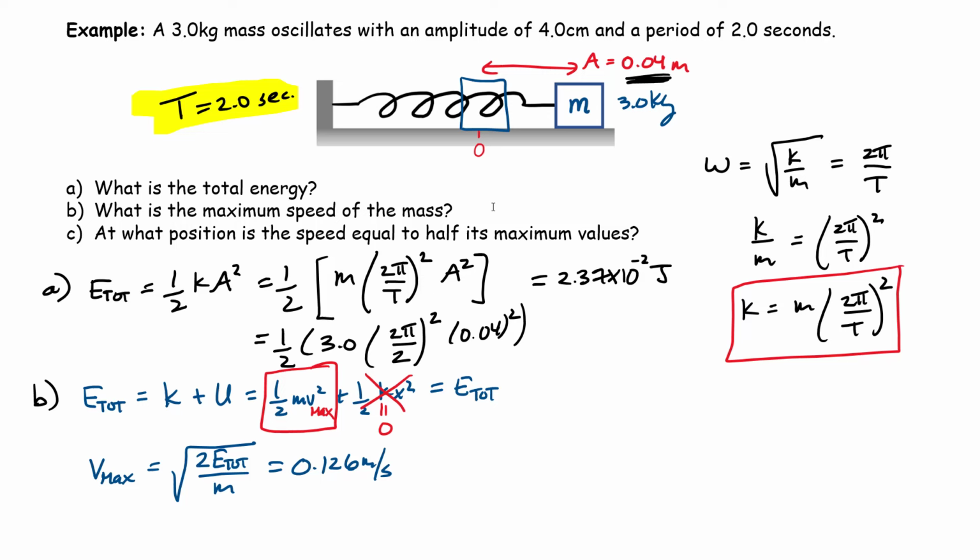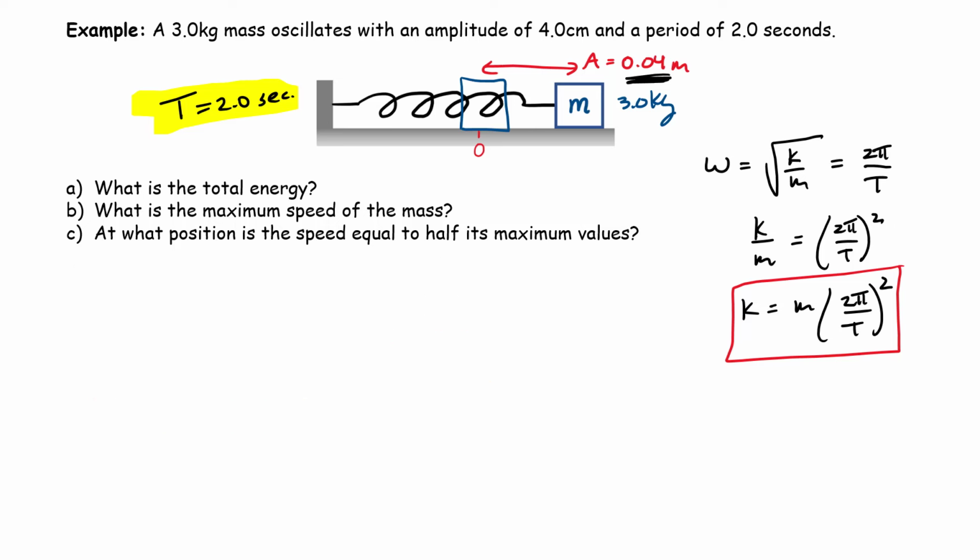Here's the last problem. They want to know at which position the speed is equal to half its maximum value. For this problem, first thing we're going to do is give myself a little bit more space because I can already tell the algebra is going to be a little bit messy. So what I want to know is, when V equals V max over 2, what is the x value? That's what it's asking for.